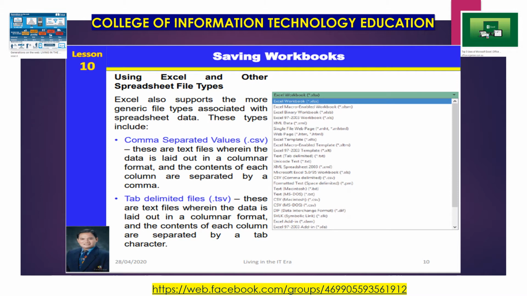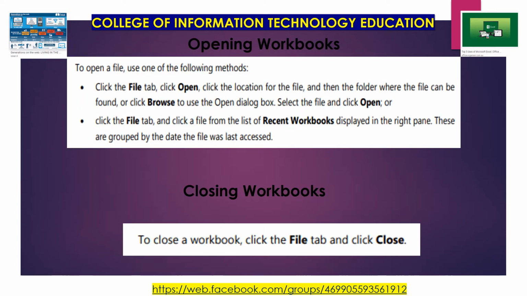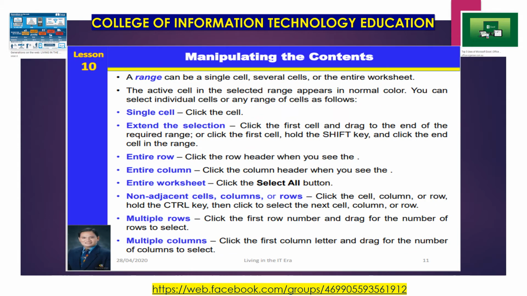Excel also supports the more generic file types associated with spreadsheets. These types include comma-separated values and tab-delimited files. To open a workbook, use one of the following methods. And to close a workbook, click the File tab and click Close.